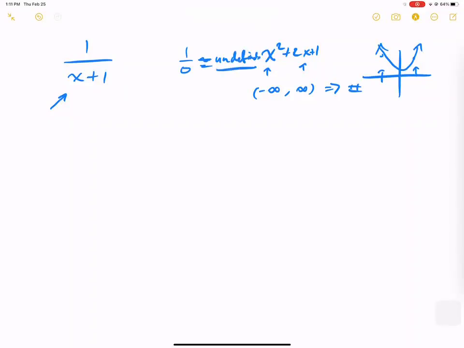Undefined means it's not labeled. There's no answer for it. It is not in our playground. It's undefined. You don't want to hear that ever, guys. Okay. All right.